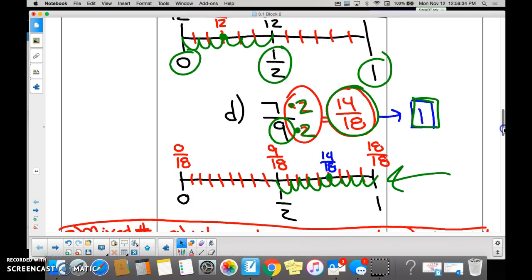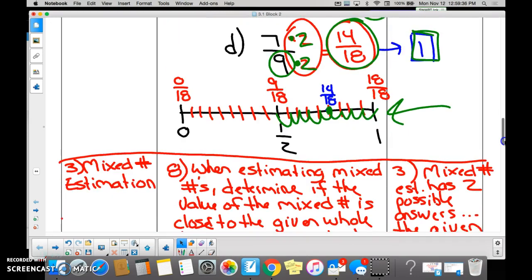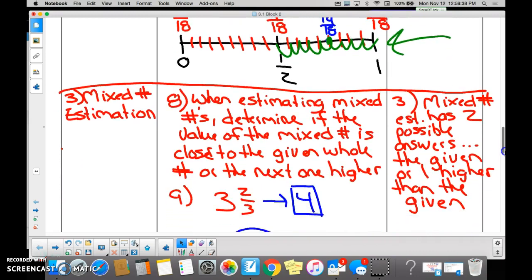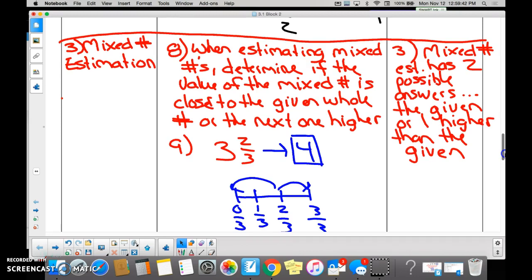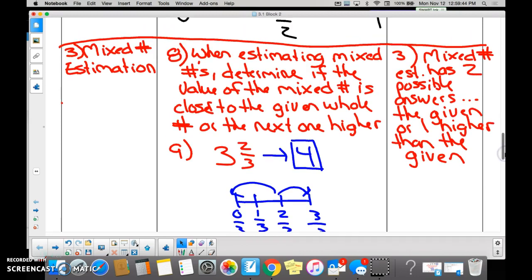I know this is going to be a bit of a long video, but you guys will be okay. Mixed number estimation. Any work needed for mixed number estimation? No. All you have to figure out is whether your whole number is going to stay the same or go up 1 spot.